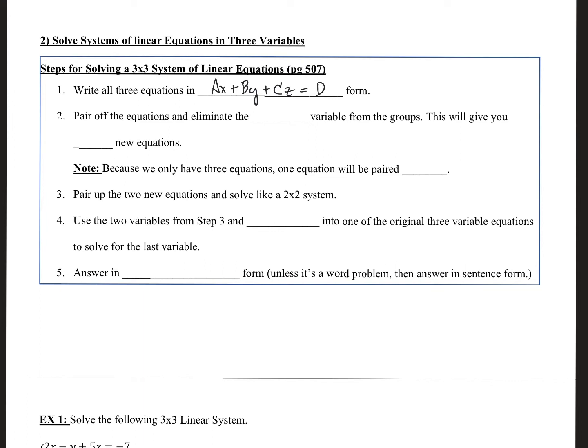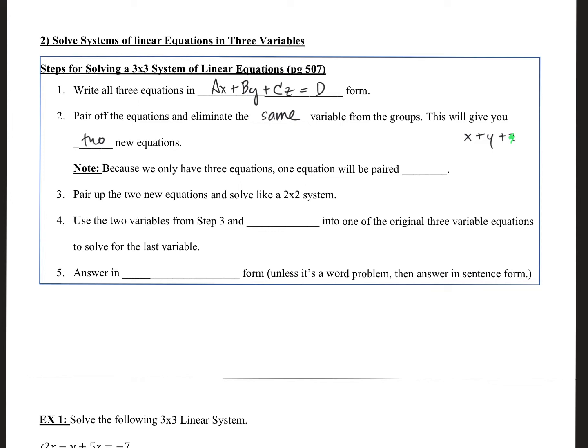Next, what you're going to do is you're going to pair off the equations and eliminate the same variable from the groups. This will give you 2 new equations. So somebody might say, well, why do we need to eliminate the same variable from both groups? Well, the reason for this is because, let's say that I had my 3 variables, x, y, and z, and I got rid of one of them, let's say maybe z. Then I would have 2 new equations and only 2 variables, which we know how to solve. And that's great, because we already know how to solve that. So that's our goal.